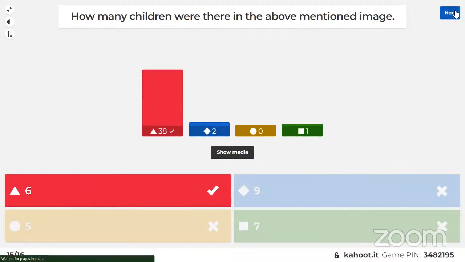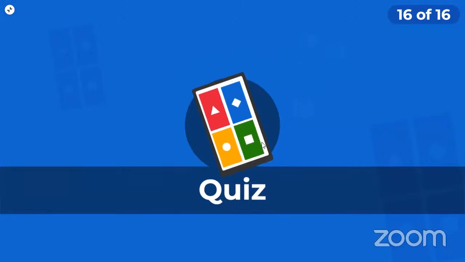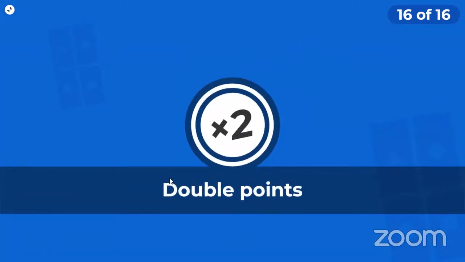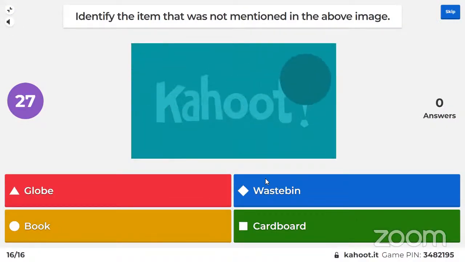All right. Beluga on the top with 9732 points. Second, we have BMI. Third, we have Nita. Fourth, we have Gauri. And fifth, we have LB. So one more question is there. And this will be having double the points. Okay. So after that, we'll be moving on to the podium.